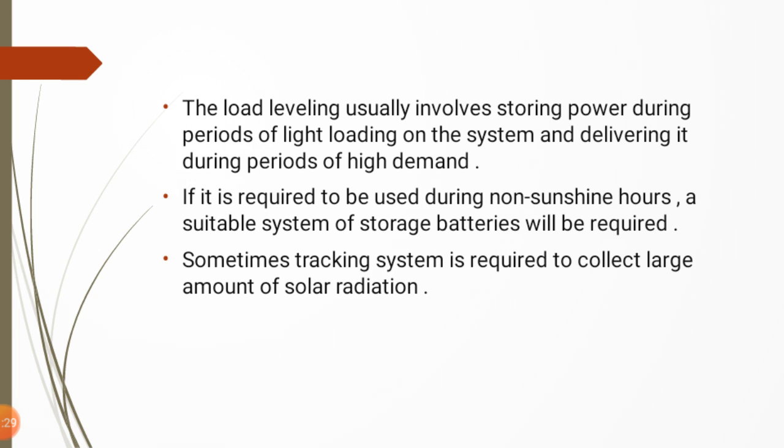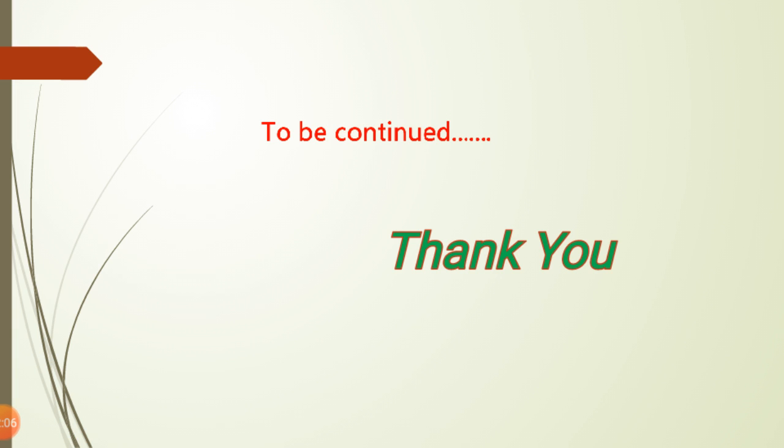Sometimes a tracking system is required to collect a large amount of solar radiation. As we discussed, there are two types of radiation, beam radiation and diffuse radiation. The diffuse radiation is scattered here and there, so in order to collect all this radiation, which is in a large amount, we require the tracking system. These are all the different parts of the PV system, which help us convert solar energy into electricity. This is the introduction to the photovoltaic system.